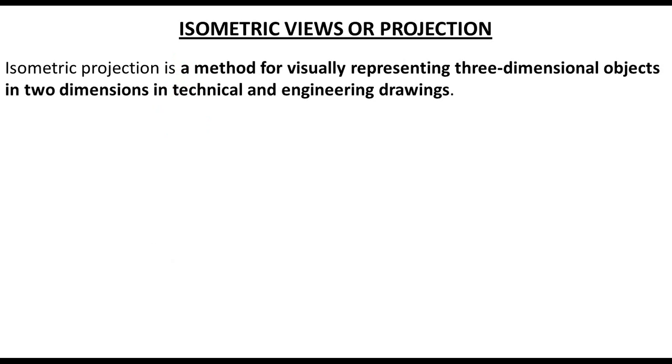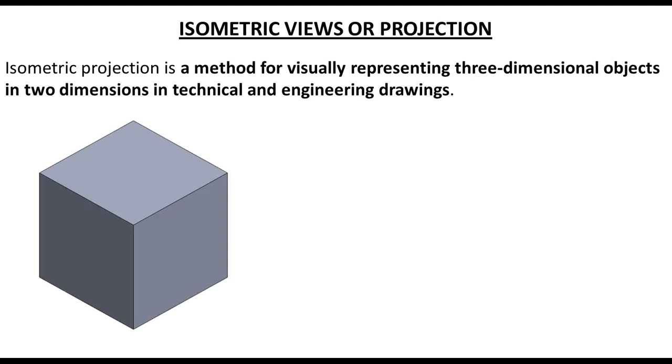Isometric projection is a method of visually representing a three-dimensional object in two dimensions in technical and engineering drawings. So it means that an isometric object looks like a 3D object, but it's not 3D, it's a 2D object. So you can see this is a box. It looks like a 3D, but it's not 3D, it's a 2D object. I think you must have drawn this type of box on paper. It looks like 3D because it has three axes, like one is X, then Y, and in vertical direction it's Z.